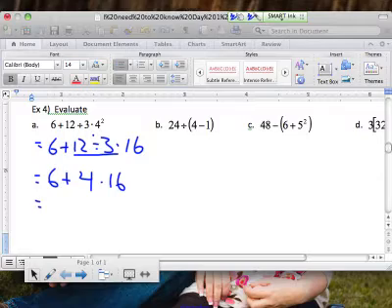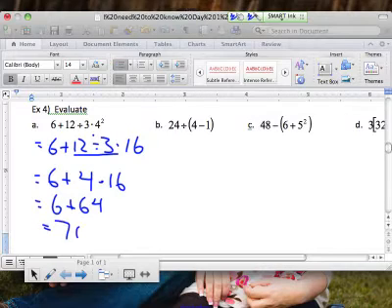Now I continue doing it, so I've taken care of this division. Now I got to take care of this multiplying. So I keep 6 plus 4 times 16 is 64. And now I simplify this. 6 plus 64 is 70. Part B here, it says 24 divided by 4 minus 1.